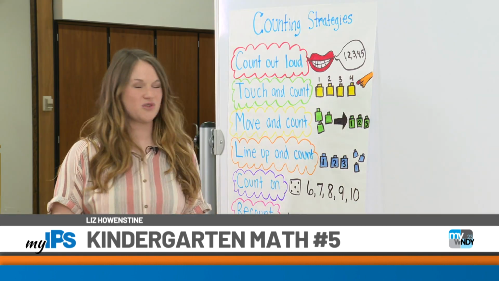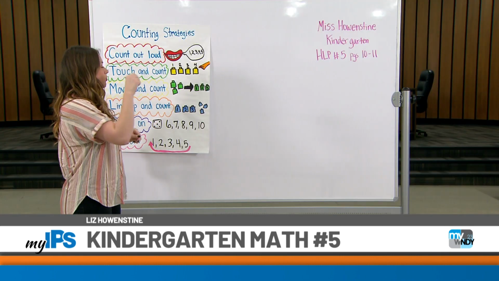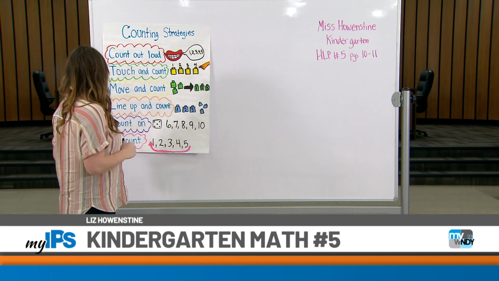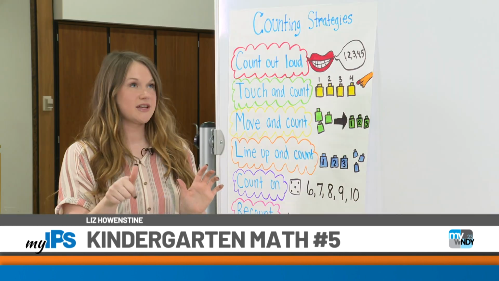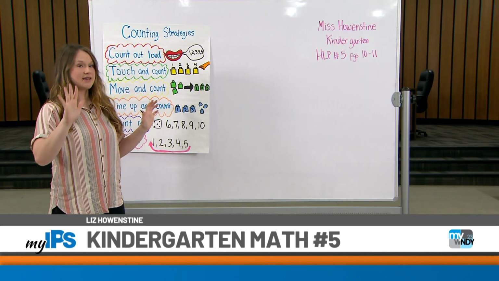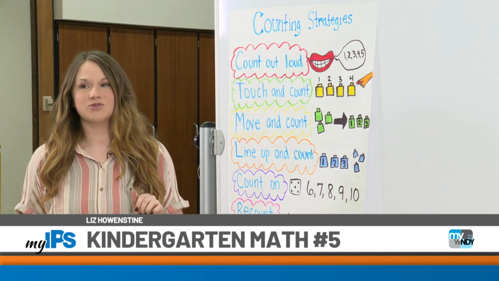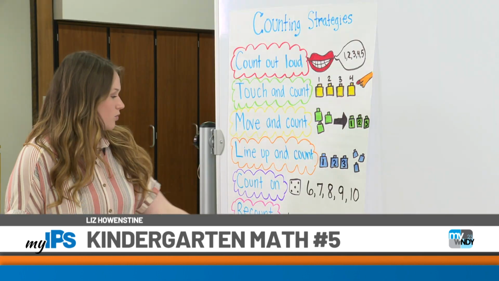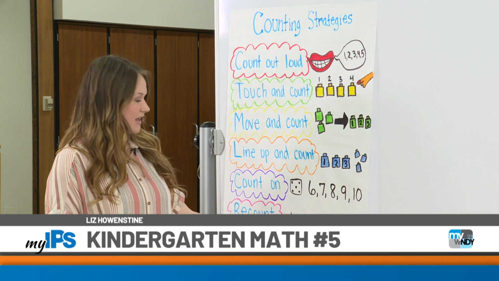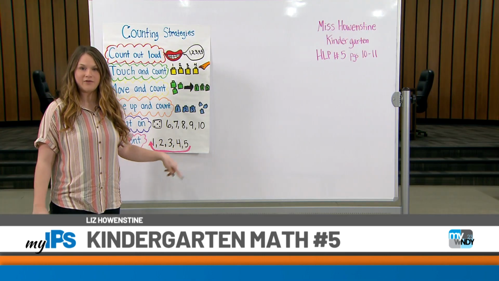Line up and count. So if they're all jumbled up in a mess, we can line them up so that it's easier to count. Count on. So if we start at 5, we're going to go 6, 7, 8, 9, 10. And then recount. So if we see some objects and we need to go back to the beginning, we're going to go 1, 2, 3, 4, 5, and we can go back and count them again. 1, 2, 3, 4, 5.